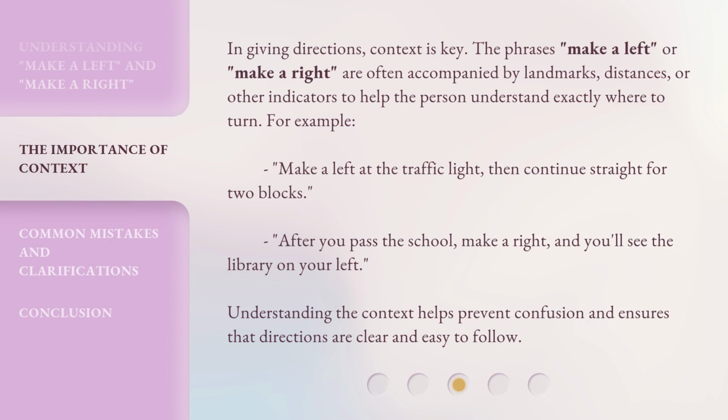In giving directions, context is key. The phrases "make a left" or "make a right" are often accompanied by landmarks, distances, or other indicators to help the person understand exactly where to turn. For example, make a left at the traffic light, then continue straight for 2 blocks. After you pass the school, make a right, and you'll see the library on your left. Understanding the context helps prevent confusion and ensures that directions are clear and easy to follow.